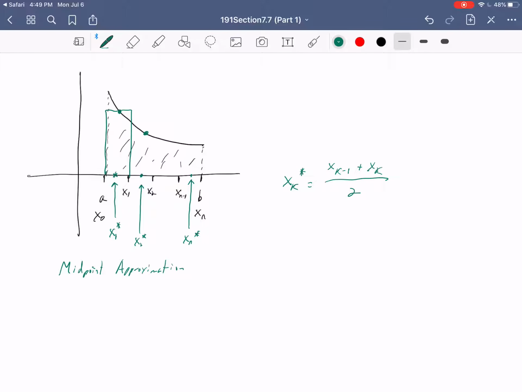Then I'd have one here. That would be this way and this way. Then I would have one here. Go this way and this way. And then have one here, this way and this way.